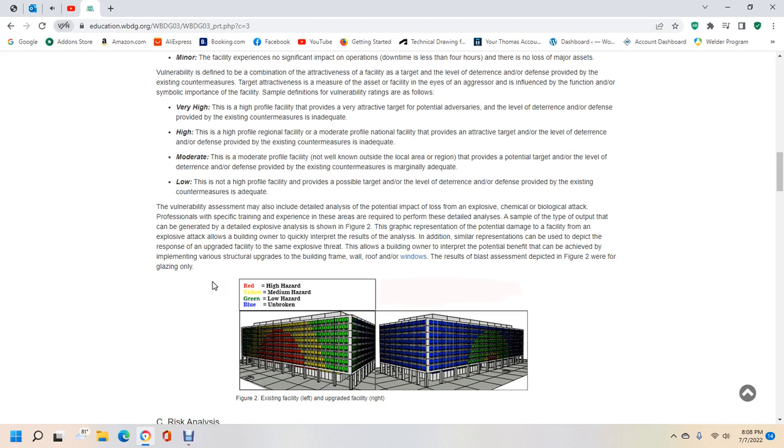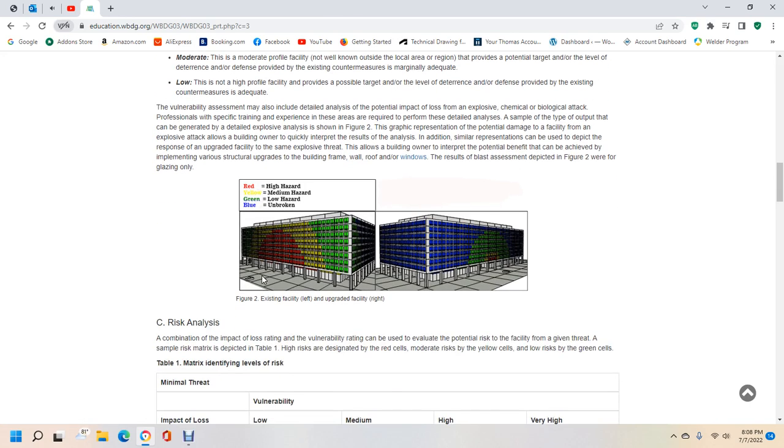The result of the analysis can be quickly interpreted by distance. A similar representation could be used to depict the response of an upgraded facility to the same explosive threat, allowing the building owner to interpret the potential benefit that can be achieved by implementing various structural upgrades of the building frame, wall, roof, and or windows. The results of the blast assessment depicted in Figure 2 were for glazing only.